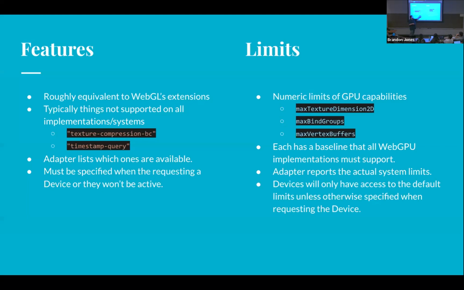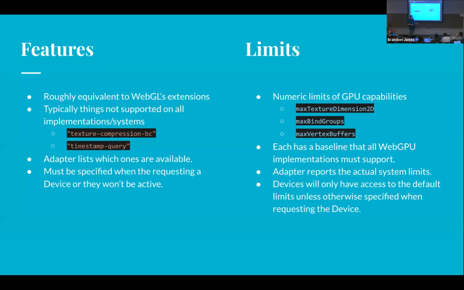For the limits, these are numeric limits that tell you the extent of a GPU's capability. Things like how big of a texture can I have? Or how many vertex buffers can I have bound at a single time? Now, for WebGPU, there is encoded into the spec a baseline that every WebGPU implementation must implement. So you can go and look at that and say, I know that if I get back a WebGPU device at all, I have at least these capabilities. And that's true across the entire ecosystem. And they're not too bad. The limits that we can give you as a baseline are pretty reasonable.